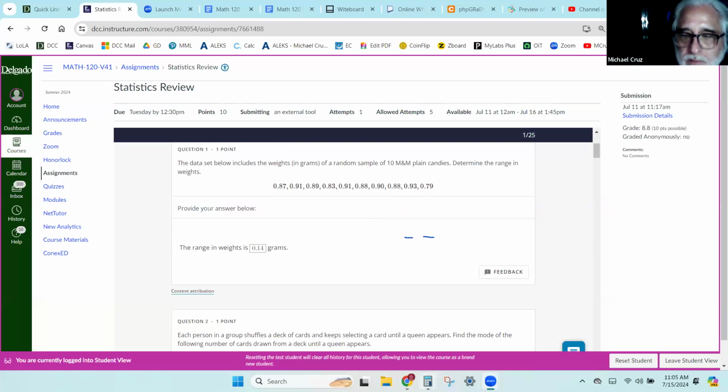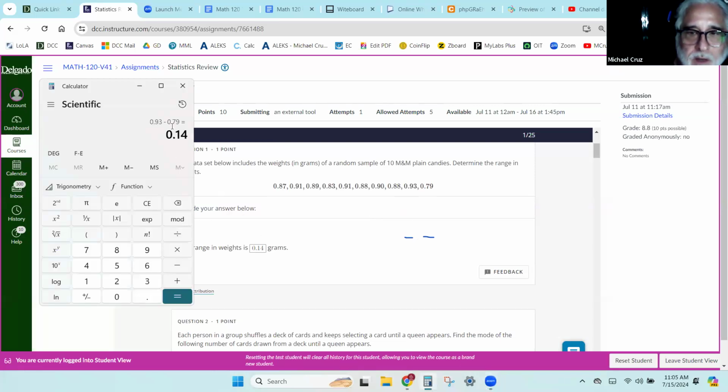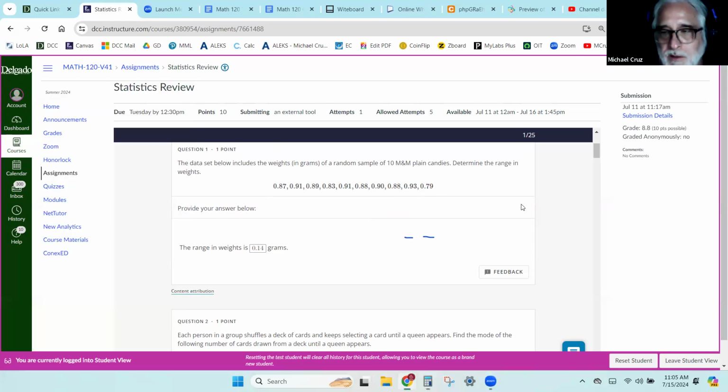So highest, 0.79. I'm sorry, highest 0.93 minus the lowest of 0.79, 0.14. That's the range. It's the difference between the highest and the lowest.